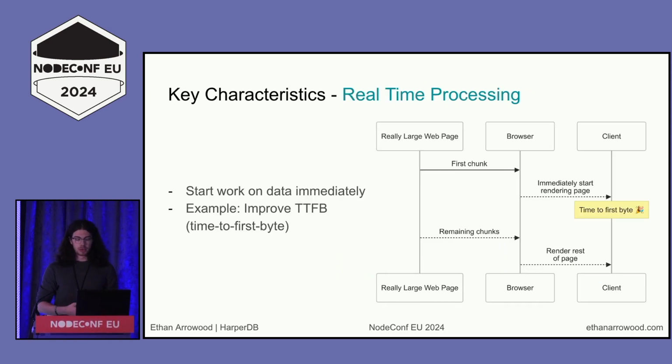And then last, real-time processing. Probably one of the most important features of streams is that you get to start work immediately. This is very good for efficient programming. One of the examples I like to call out is browsers and the time to first byte system, where with a really large web page, as soon as that first chunk reaches the browser, it can immediately start the expensive work of rendering that page on the client. That's your time to first byte core web vital. Then the rest of the chunks of that page can continue to stream in, and the rest of the page can get rendered. And we'll go back to this example later when we talk about React streams.